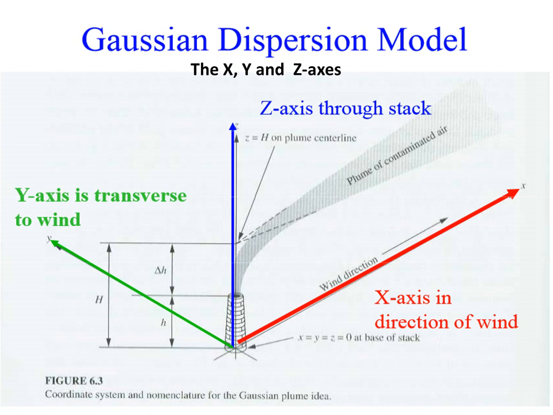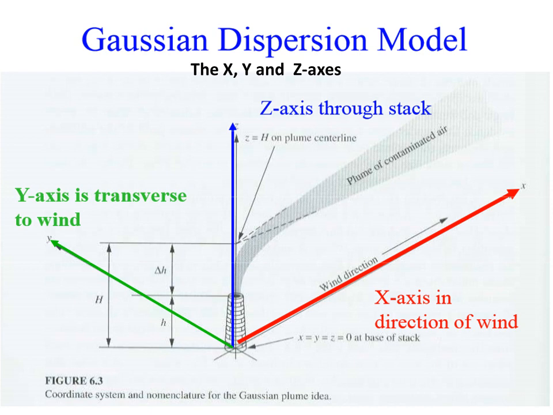The y direction or the y-axis is transverse to the wind. That is, it is crosswind. The z direction or z-axis passes vertically upwards through the stack. All these three axes are perpendicular to each other. And at the base of the stack, the value of x, y, and z is equal to 0.